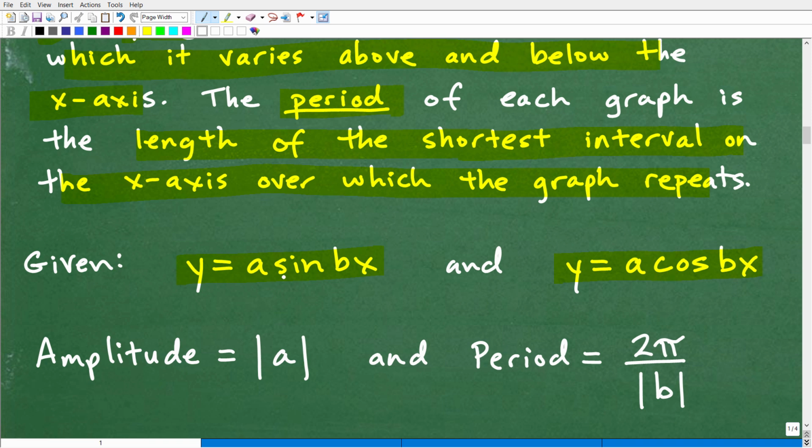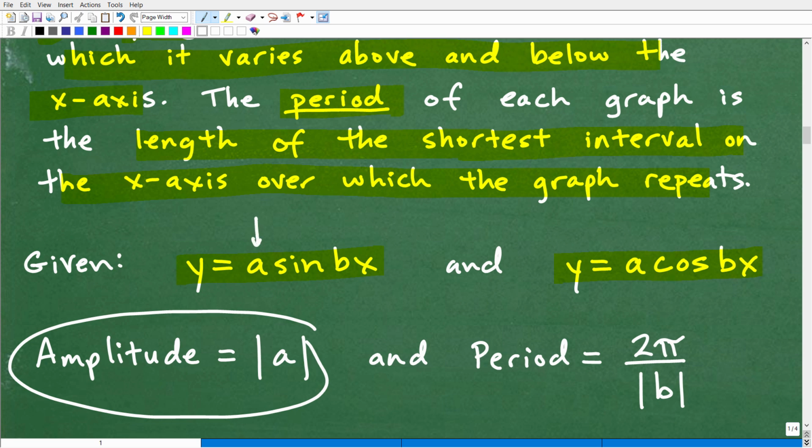However, cosine has a different base graph. Its graph does not look like sine. It's a little bit different. But anyways, let's talk about the amplitude. The amplitude is the absolute value of a. Whatever this coefficient is, this number in front of sine or cosine right here, if we take the absolute value of it, that is the amplitude. Again, that's how far it goes above and below the x-axis.